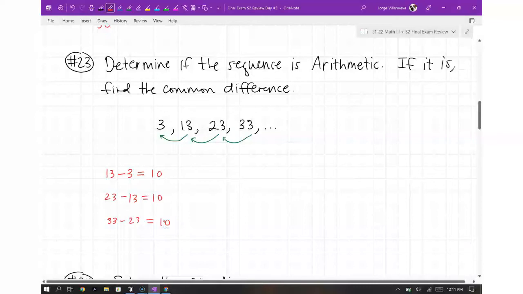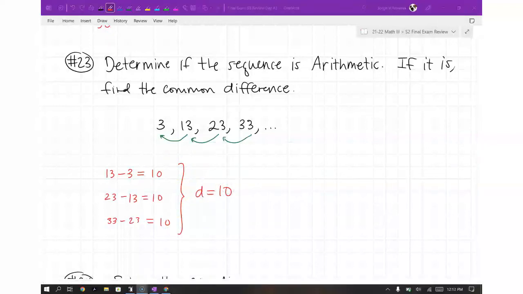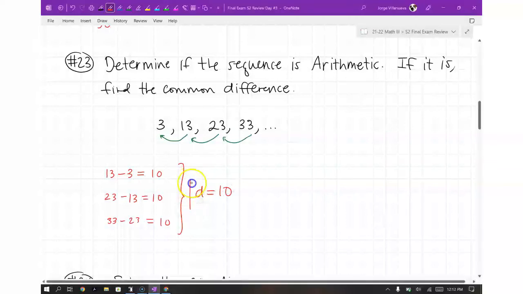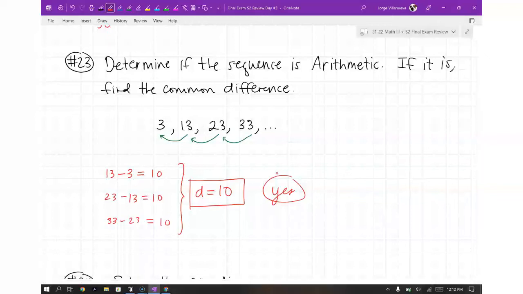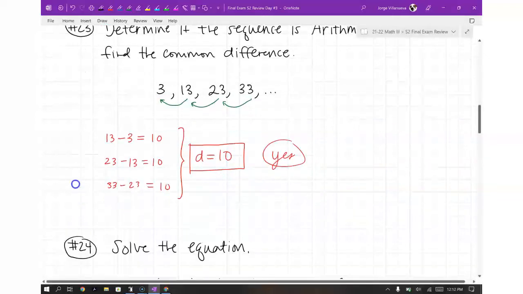So all those numbers are the same. That makes them common. And since I subtracted, it's a difference. So the common difference is 10. So I'm going to put a box around this because that's my answer. I'm just going to put yes, that it is an arithmetic sequence. Okay? So not normally too hard to do. Just got to figure out the difference there.